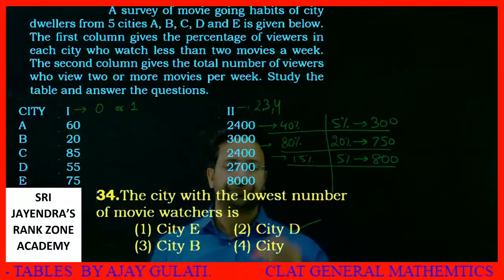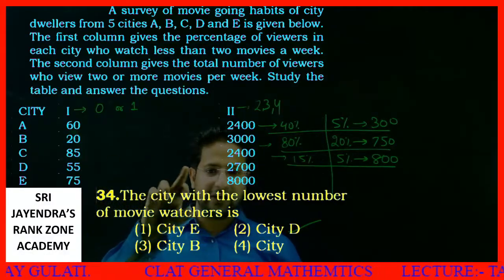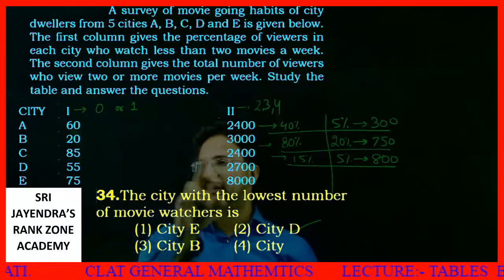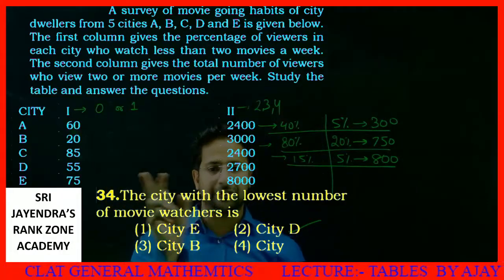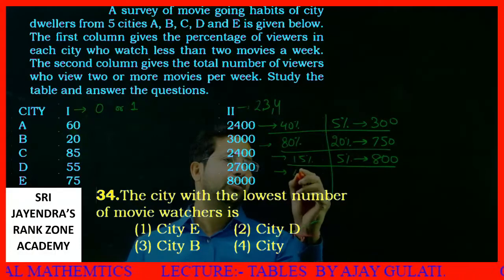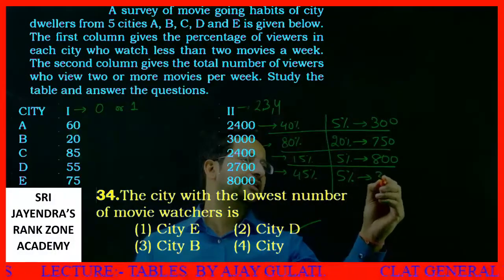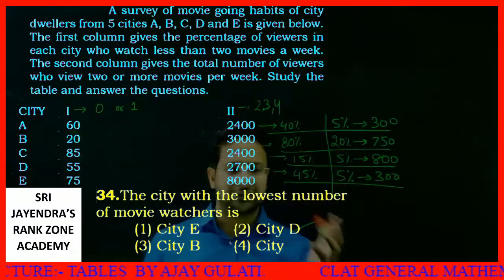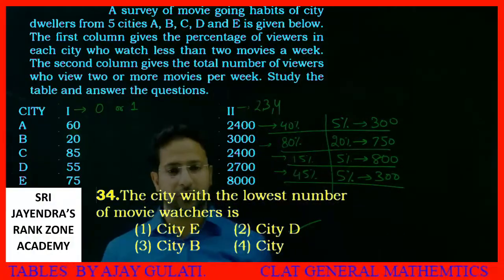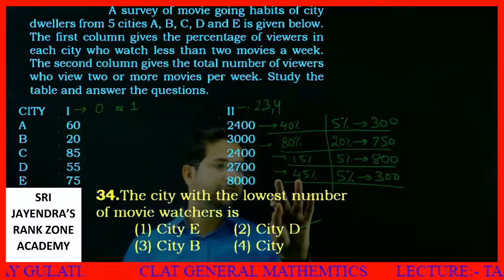Next one, 55, so this must be 45. These two combine together to give me 100%. So this must be 45. 2700 is 45%. So 5% will be 300. Just divide both of these by 9. You will get 5% is equal to 300. Last, I have very little space to write.